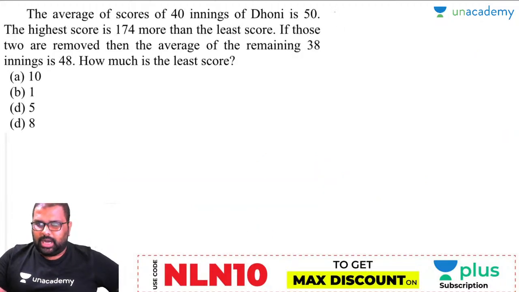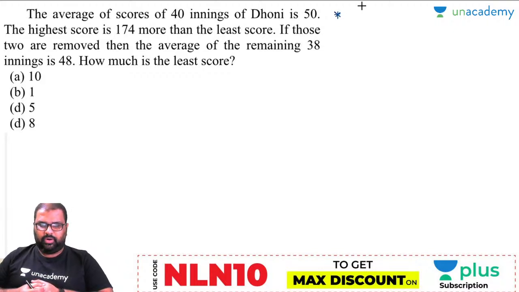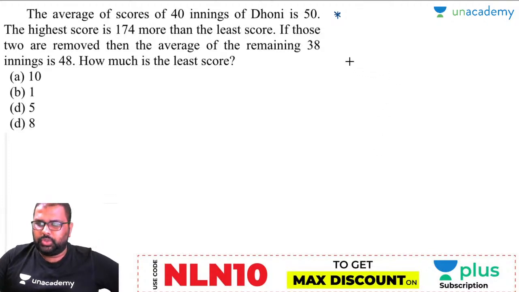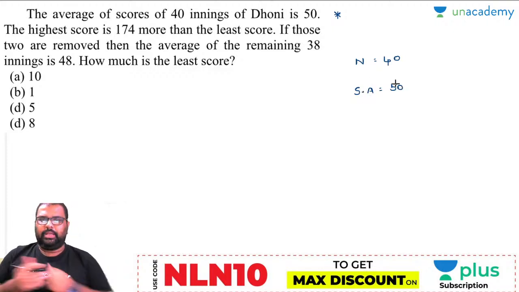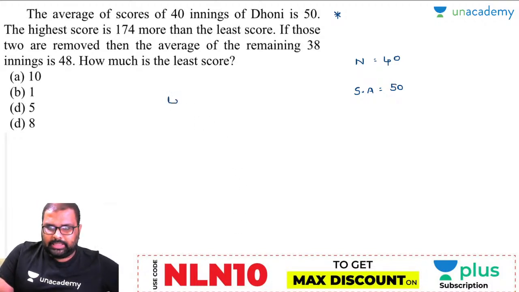This is the question asked in one of the examinations. The average score of 40 innings of Dhoni is 50. So the number of innings, N value, is 40, and the simple average of the 40 innings is given as 50. I think I am clear. The highest score is 174 more than the least score. First of all focus on the procedure, then I will show the technique. I will take my least score as X. My highest score will be how much? Please let me know this.